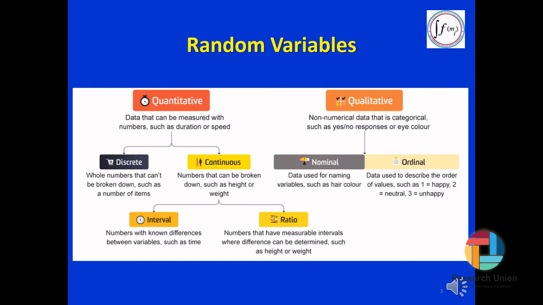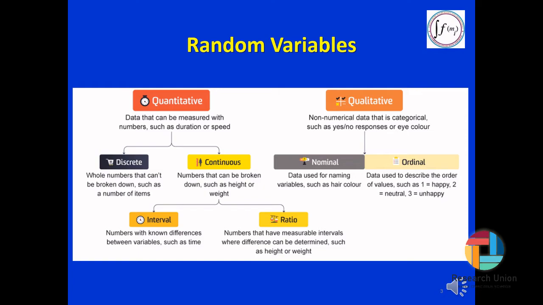In research, we are always talking about variables. All the variables can be categorized into one of these things in this diagram. Firstly, variables can be divided into two parts as quantitative variables and qualitative variables. Then quantitative variables can again be divided into two parts as discrete and continuous.